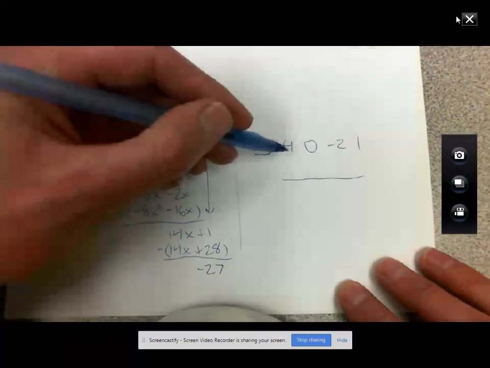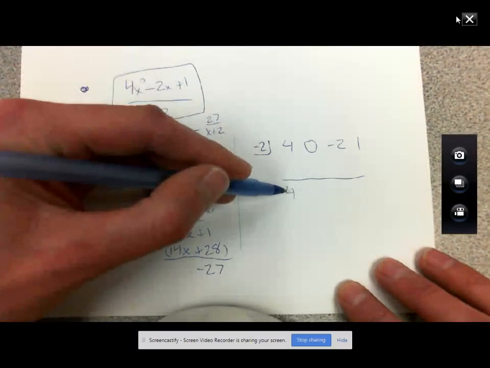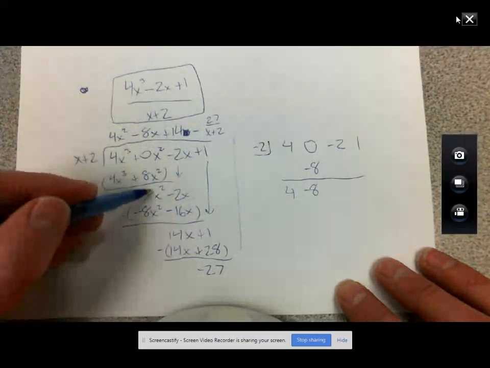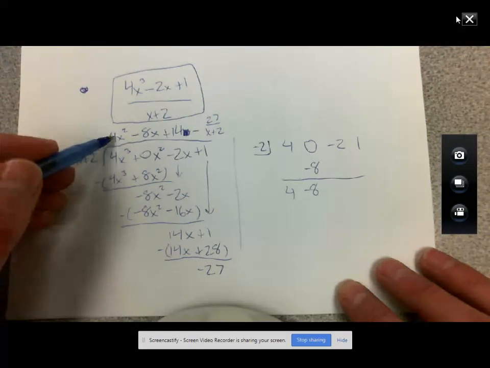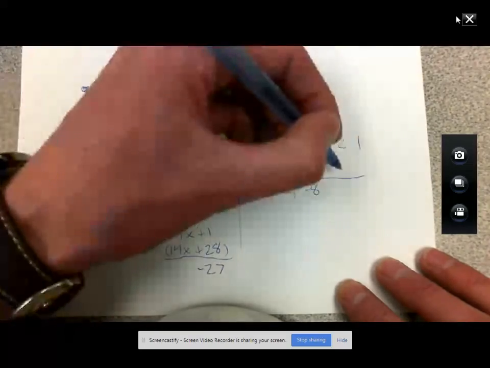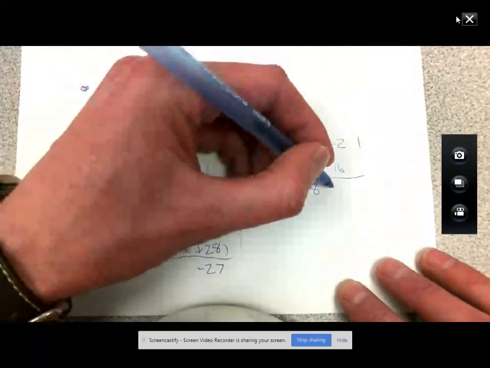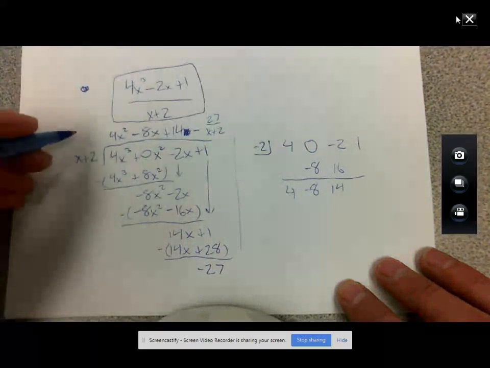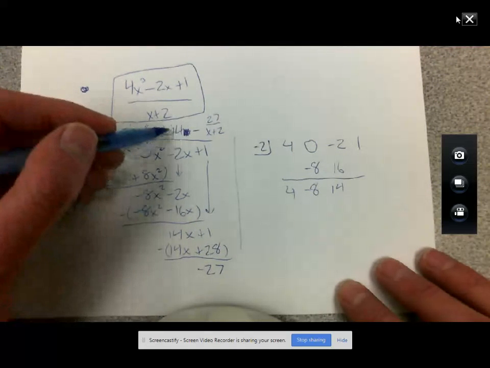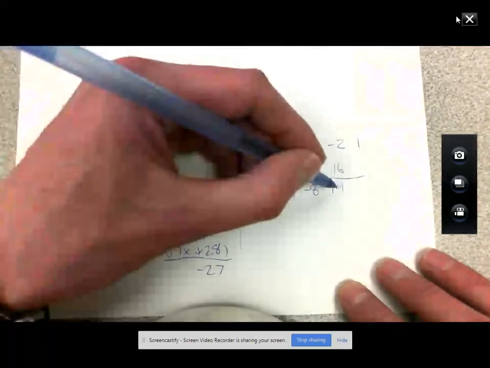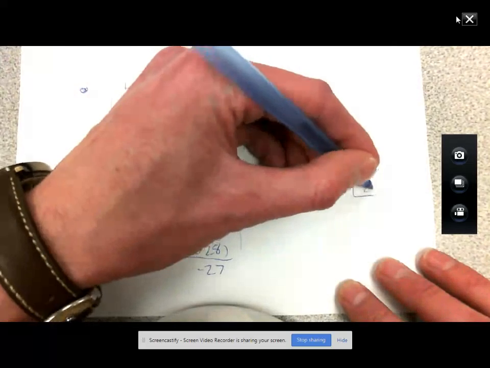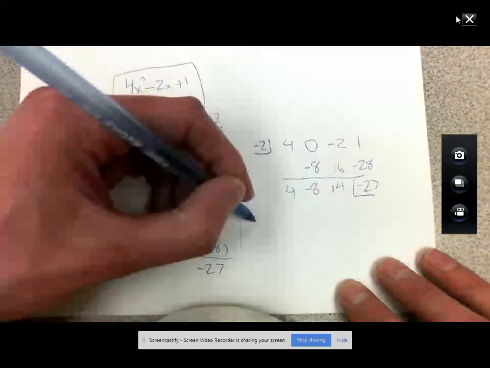Synthetic division, first number comes straight down. Negative 2 times 4 is negative 8, plus 0 is negative 8. There's that negative 8 right there. Here's my 4 and my negative 8 right here. Negative 2 times negative 8 is a positive 16, plus negative 2 is a positive 14. There was that 14 right here. Negative 2 times 14 is negative 28, plus 1 gives a remainder of negative 27.